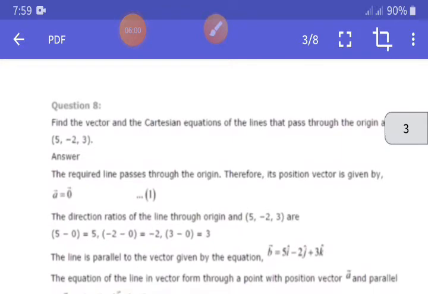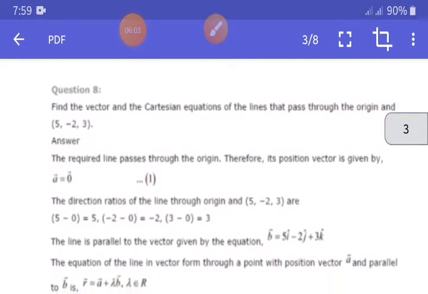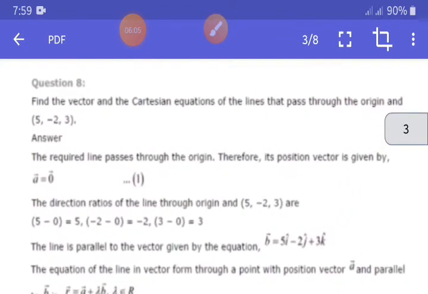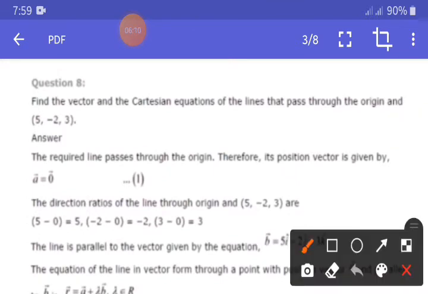Next, question number 8. Find the vector and Cartesian equation of the line that passes through the origin and (5, -2, 3). The required line passes through the origin, so the position vector is a = 0.